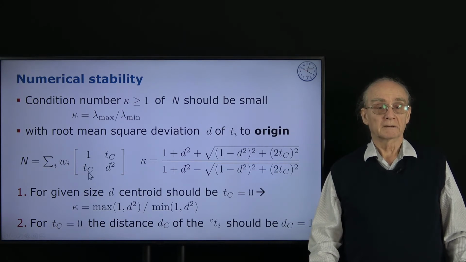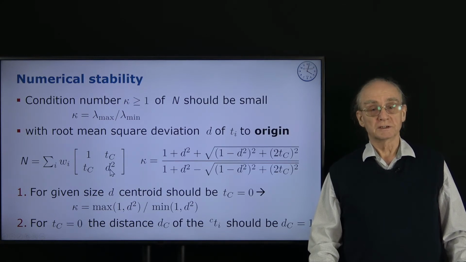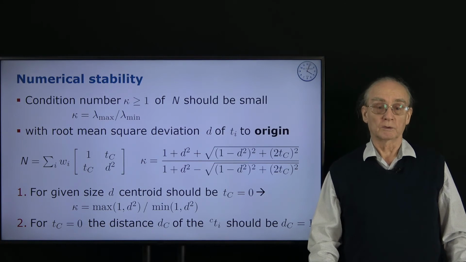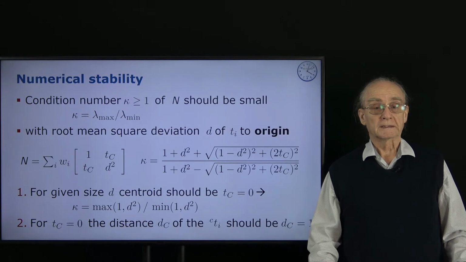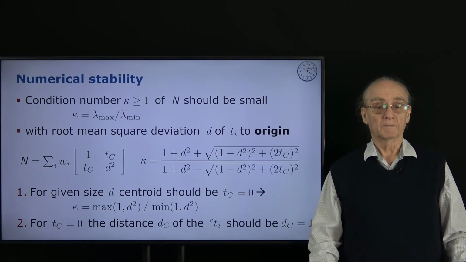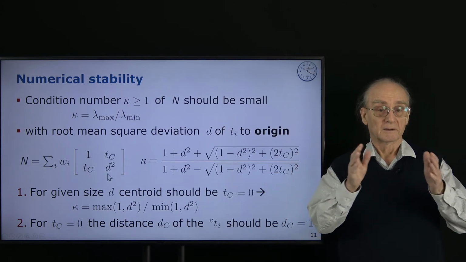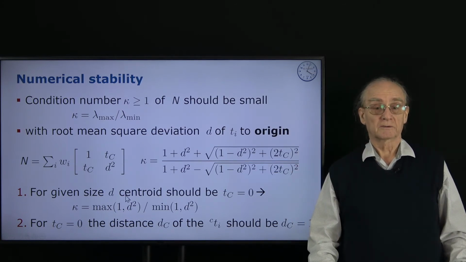and if we now assume that the centroid is 0, we go back here and see that this is a diagonal matrix, so we directly can see the eigenvalues 1 and d squared, and the condition number is 1 over d squared if d squared is smaller than 1, or is d squared if it is larger than 1. So in case d squared is 1, then the condition number is exactly 1. That means we should choose the scaling of our data such that d is 1.